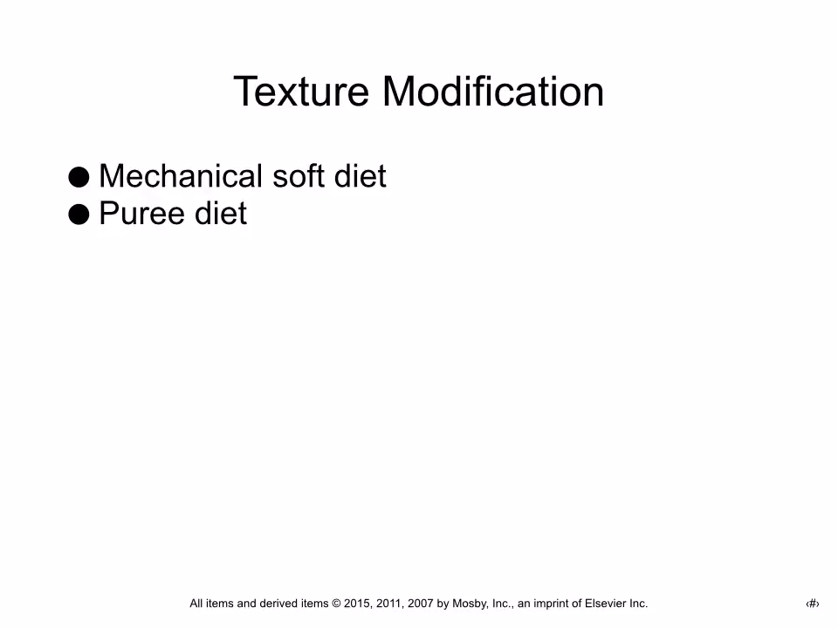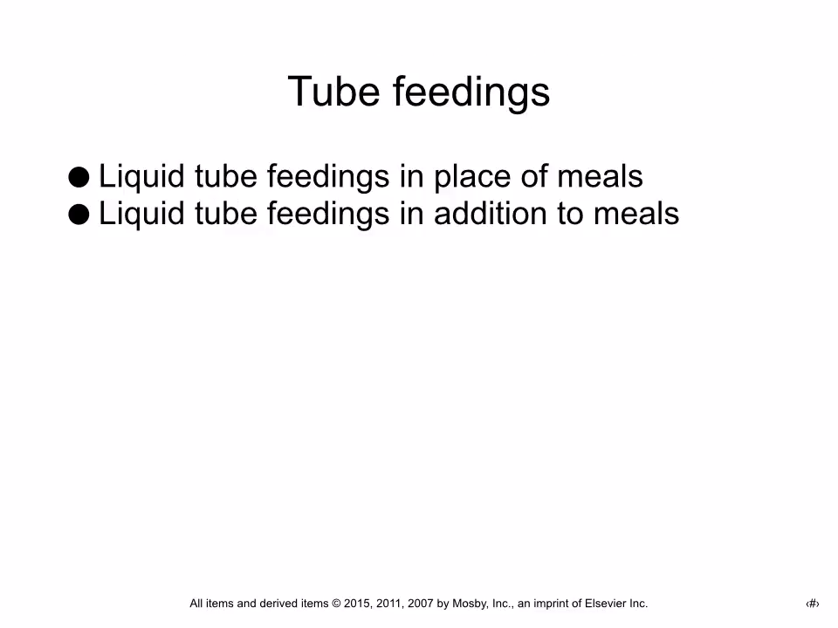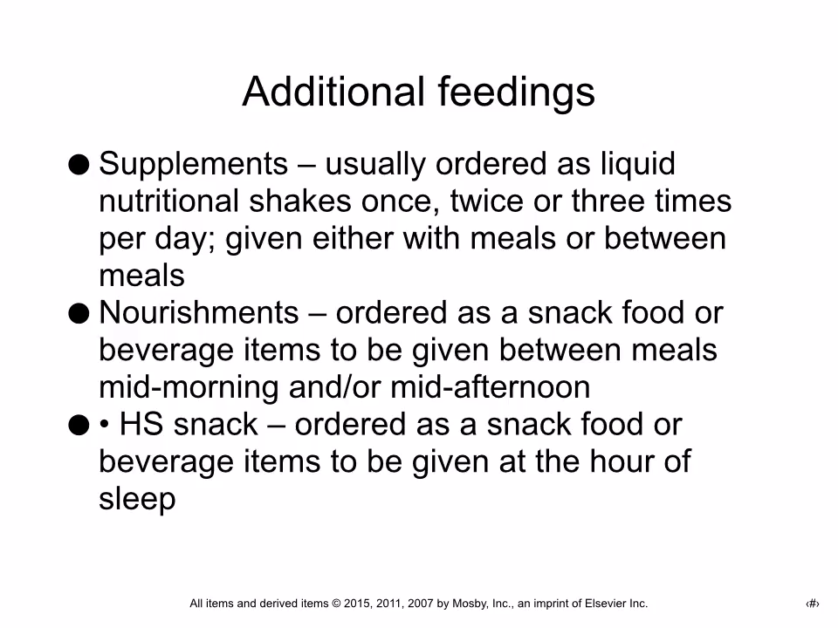Texture modification: mechanical soft and puree diet. A mechanical soft diet and puree diet may have all the nutrition, but the texture is different. That's why they're called texture modified diets. Then you have food allergy or food intolerance change diets, and I will explain more later. Then tube feedings, that is liquid tube feedings in place of meals, and liquid tube feedings in addition to meals. Then apart from all this, in the next slide, there is something called additional feedings.